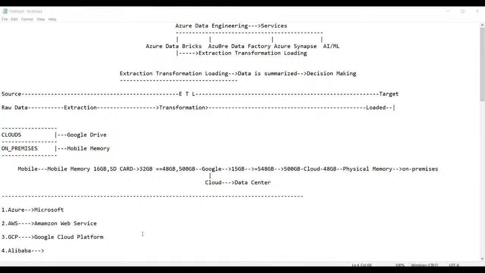Sir, what is PySpark that I'm hearing a lot about? See, PySpark is basically Python and Spark together. It is called PySpark. Do we need to learn that also for ADB? Yes, of course. I will teach you PySpark also. Okay. Thanks, sir.